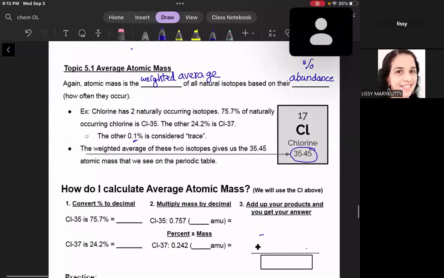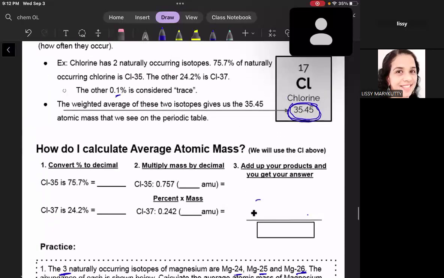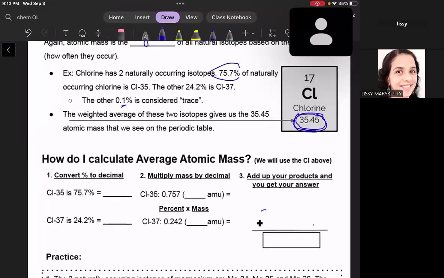Here on your periodic table, you can see the weighted average of chlorine is 35.45, and I'm going to show you how to get that number. It says 75.7 percent of chlorine-35 and 24.2 percent of chlorine-37. So convert this 75.7 into a decimal. That means you are moving the decimal 2 positions. So you will get 0.757.